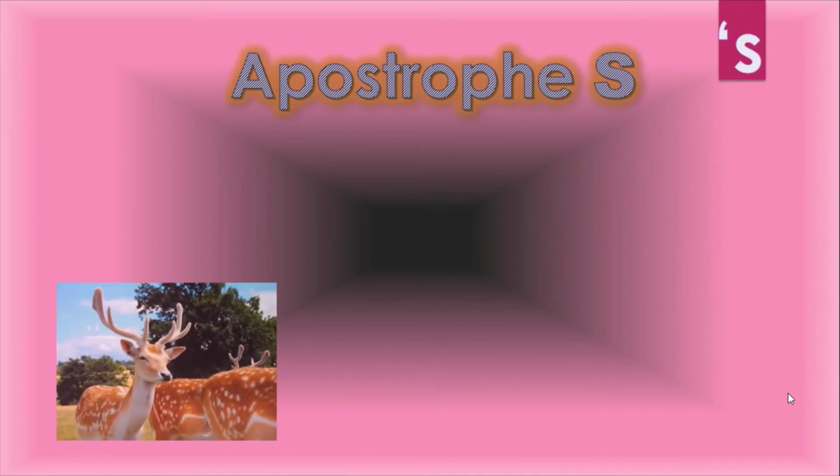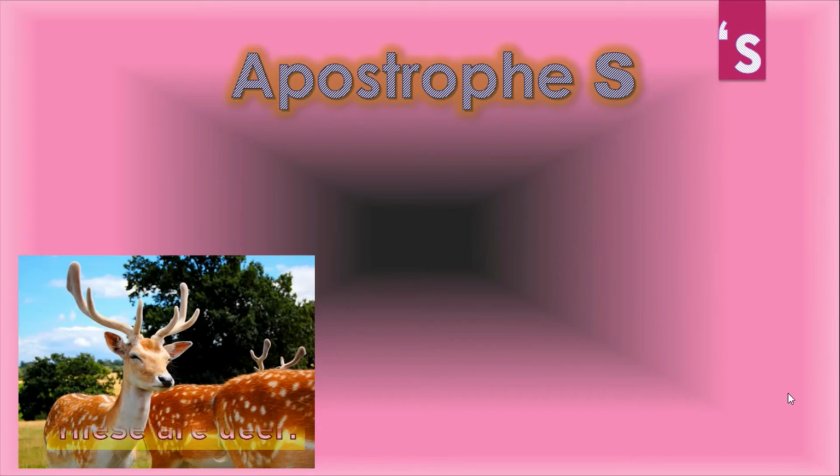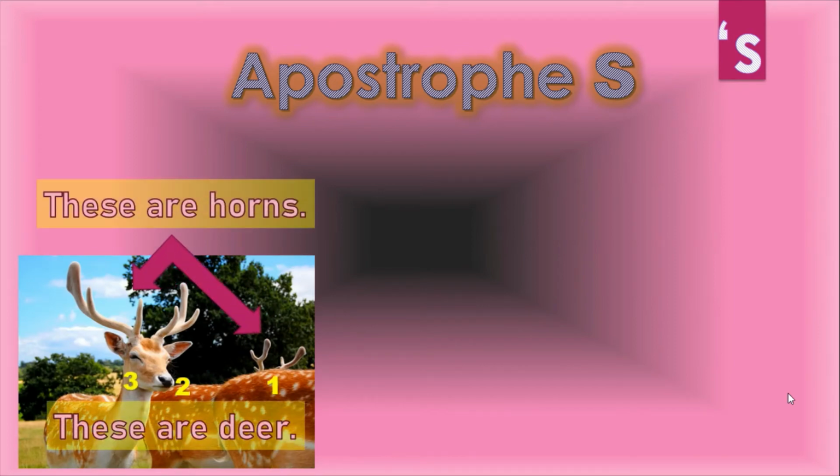So here we have, remember, apostrophe S for those plural nouns that do not end with an S. So these are deer, and these are horns. We have 1, 2, 3 deer, right? And it does not end with an S, but it is plural because we have 3 of them there. And then the horns, again, they don't need to be plural, but they are.